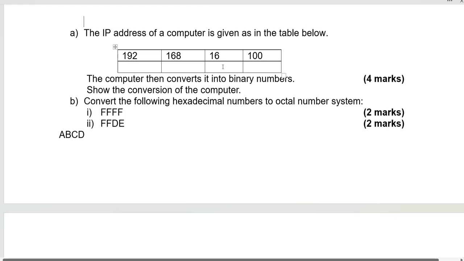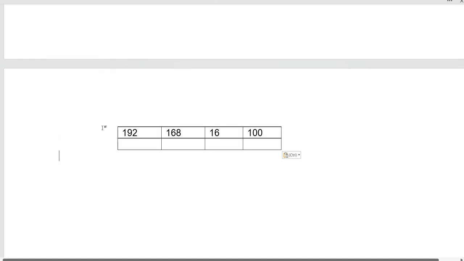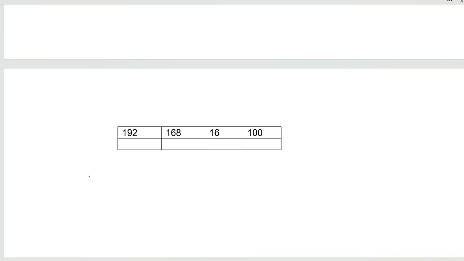They are saying the computer then converts it into binary numbers. So they are saying show the conversion of the computer. So maybe let me pick this table and paste it here so that we get to do this number. We are going to first understand the IP address. First of all, it has got 4 octets.